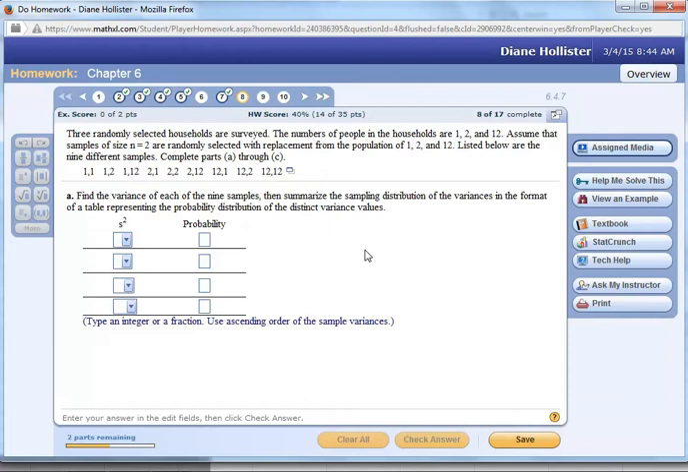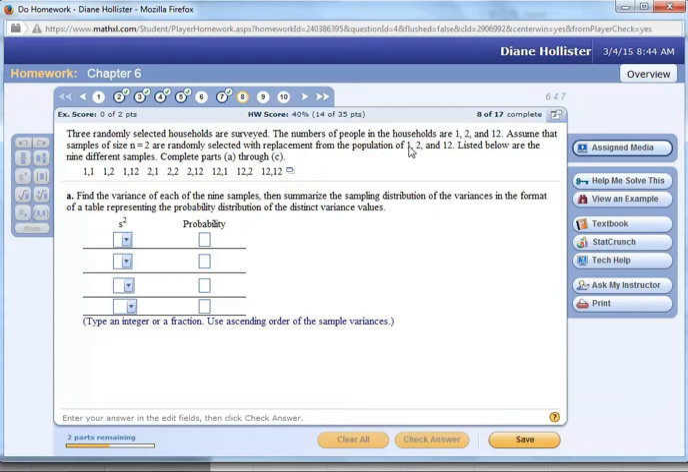Now, this next one is one that students often get frustrated with. But what we're doing here is we're given a very small number of data sets to work with. So we have 3 randomly selected households, and we want to look at the possible pairs. If we only pick 2 at a time, what are the possible pairs we could have? Well, they said they're randomly selected with replacement. We learned about that in Chapter 4.